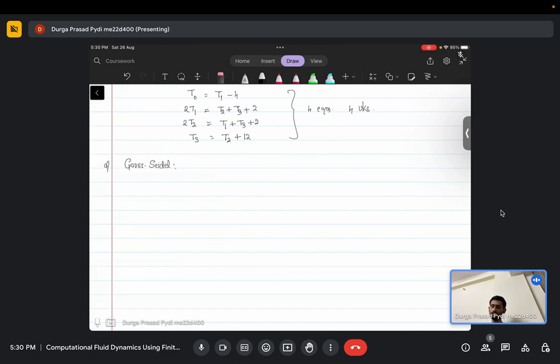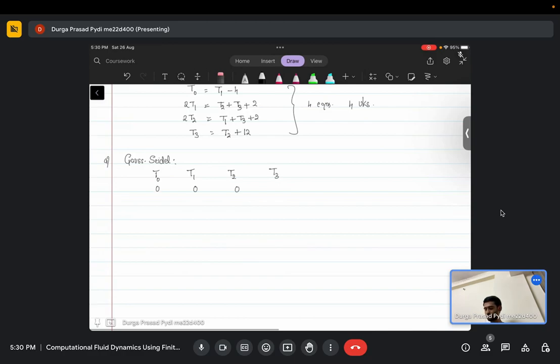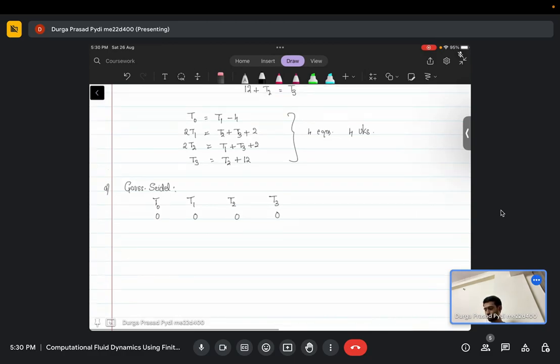So if you are using Gauss Seidel, first step is you start with some initial guess for t0, t1, t2, t3. Say you are initially assuming 0 everywhere. So this is your iteration. At 0 iteration you define everything to be 0. For the first iteration, t0 is given by t1 minus 4, so this gives you a value of minus 4. t1 is given by t2 plus t3, you use this equation for t1. It's everywhere 0, so 2 by 2 will give you 1.